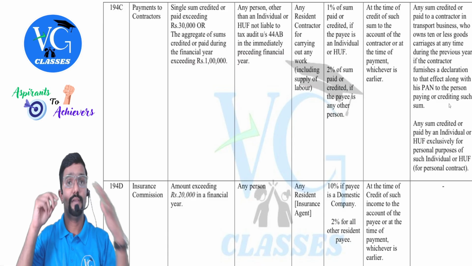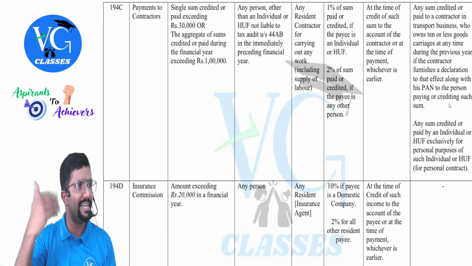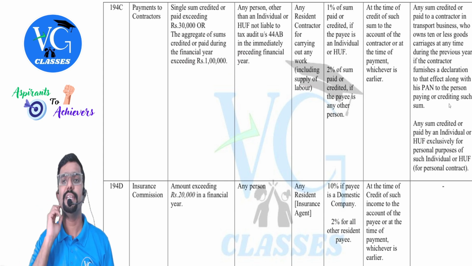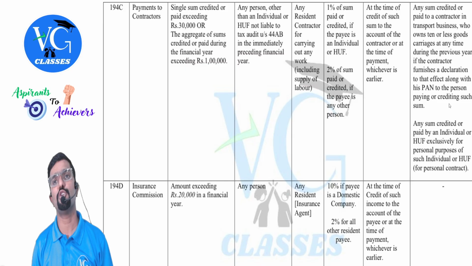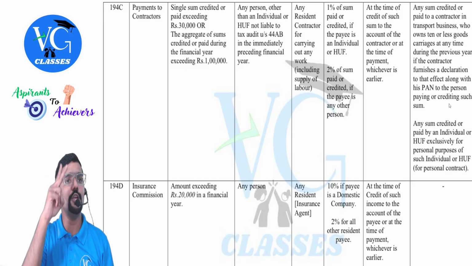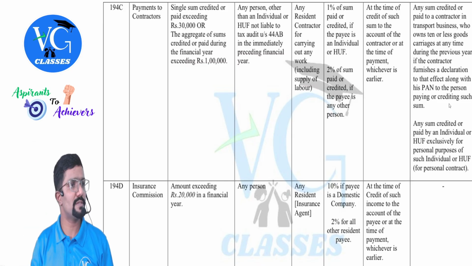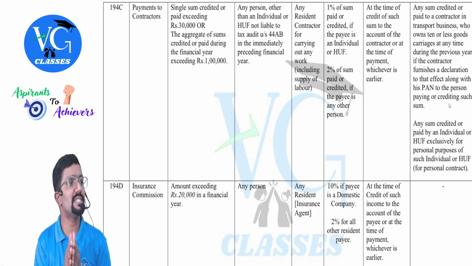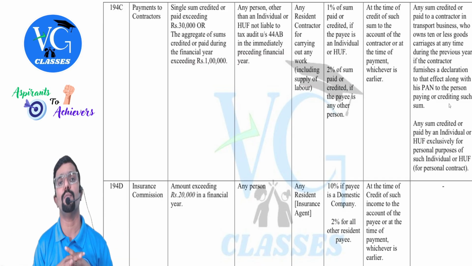Guys, listen. You are a resident contractor. I am making a payment of 20,000 to you. Only one payment. Should I deduct TDS? No. Within threshold limit. Next, I am making you 20,000 payments 10 times. What is the total payment? 2 lakh. Is it more than 1 lakh? Yes. I should deduct TDS on the entire 2 lakh. Hope you understood. If multiple payments are made, check the aggregate. Is it more than 1 lakh? Yes, TDS has to be deducted on the entire amount.